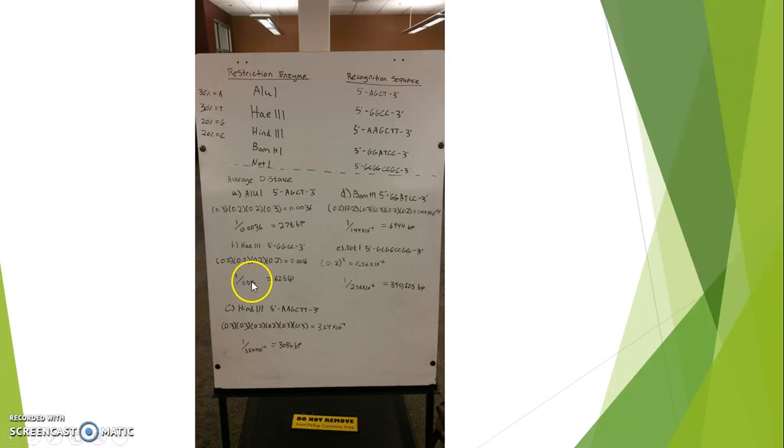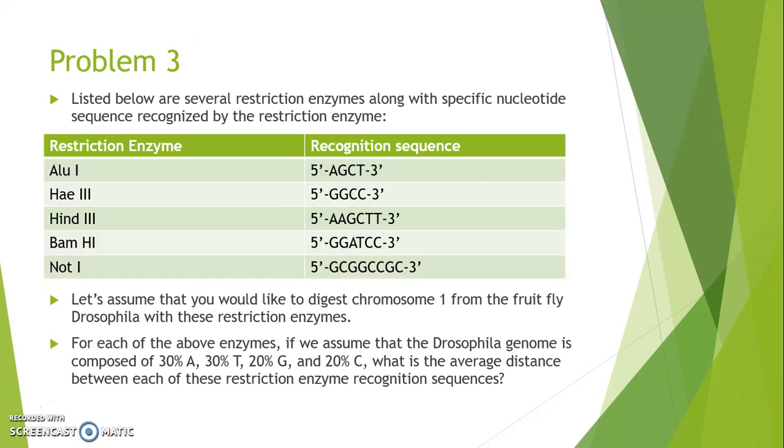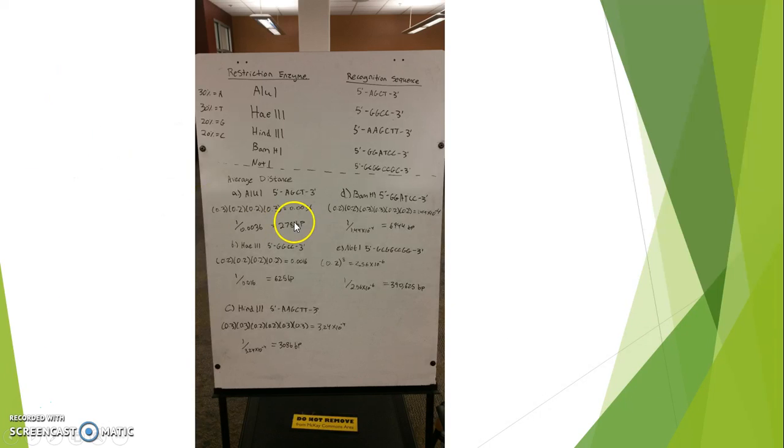And so basically to convert to decimal form, you have 0.3, and you have to multiply each one of them. So 0.3 times 0.2 times 0.2 times 0.3. Because 0.3 indicates T, 0.2 indicates C, 0.2 indicates G, and 0.3 indicates A. So what you do is you multiply all these together to get a certain decimal, and then you take 1 over that decimal, and that gives you the average distance. So that's about 278 base pairs according to this problem. So there's the average distance between each of these restriction enzyme recognition sequences. So this one's 278 base pairs.